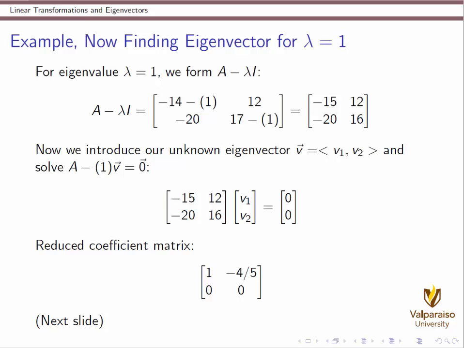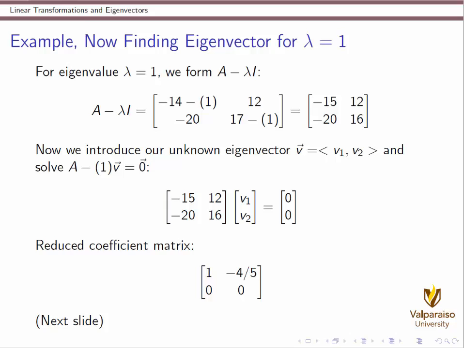Now here's the reduced coefficient matrix. We've done row reduction here. Again, details are skipped because you know how to do this, but negative 15, 12, negative 20, 16 reduces with Gaussian elimination to this new matrix 1, negative 4/5, 0, 0. This tells us about our solutions for the unknowns v1 and v2. And remember, the right-hand side is 0, 0. So if this was an augmented coefficient matrix, there would be a right-hand column of zeros, but we don't really need to see it there.